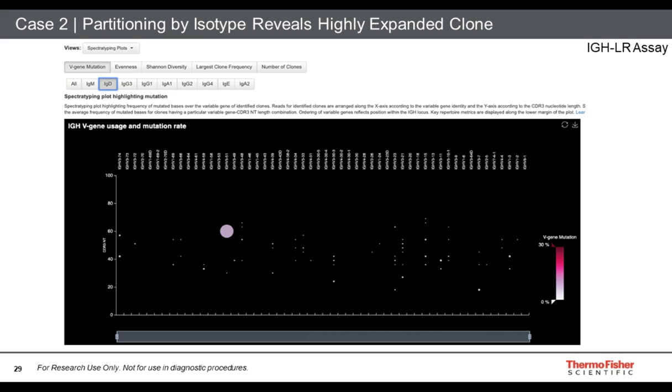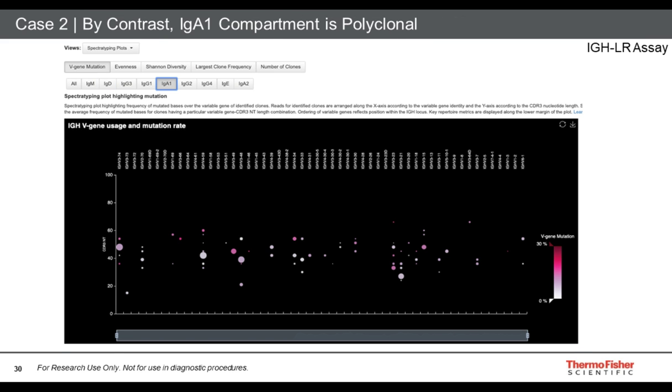And just by contrast here, I'm going to click on IgA1 and look at those cells, and they are indeed polyclonal. So you can tell from this analysis that the malignant clone does not express IgA1. That looks normal.